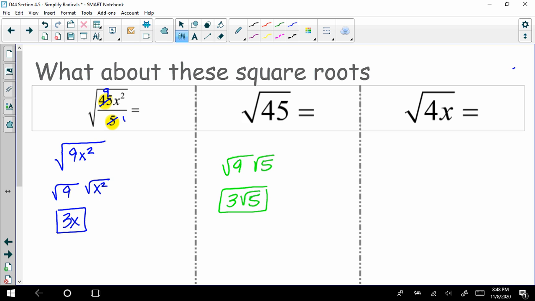All right, then our next one, we have square root of 4x. So separate square root of 4, square root of x. Square root of 4 is on our list. That's perfect. And notice that is an x to the first, so it's not a squared piece of information, and that needs to stay under the radical. So 2 square root of x.